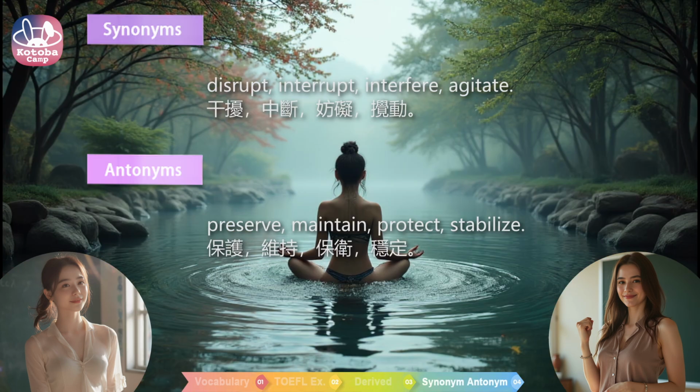Disrupt, interrupt, interfere, agitate. Preserve, maintain, protect, stabilize.